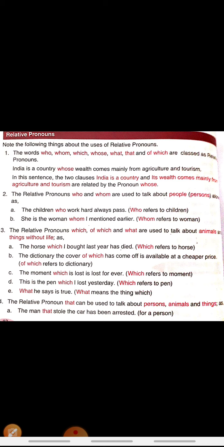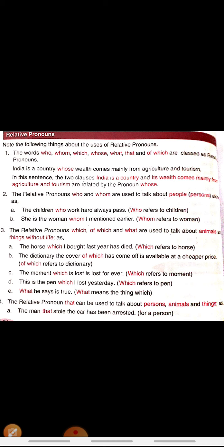The dictionary, the cover of which has come off, is available at a cheaper price. The moment which is lost forever. Now, which here refers to moment. This is the pen which I lost yesterday. So here, which is used for the things, that is pen. Now, what he says is true. What means the thing which.